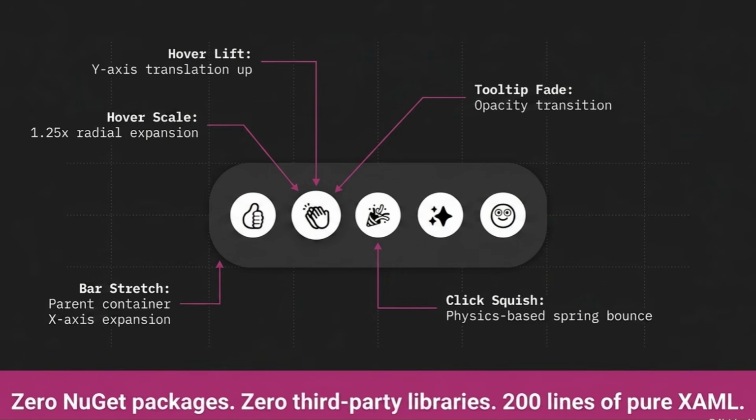Every time someone tells me WPF can't do modern animations without a third-party library, I want to show them this. 5 animated reaction buttons: hover up, lift, scale, tooltip fades, bar stretches, click squishes, and all these animations with 0 NuGet packages, 0 third-party libraries, pure WPF storyboards, and about 200 lines of XAML.